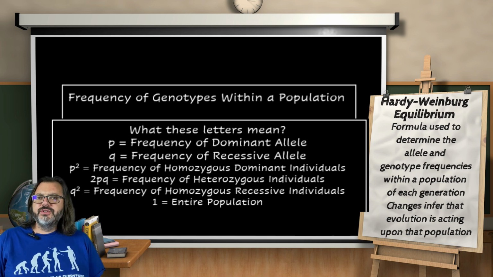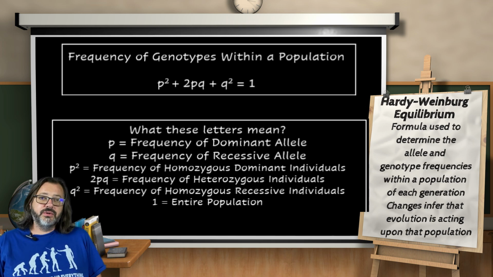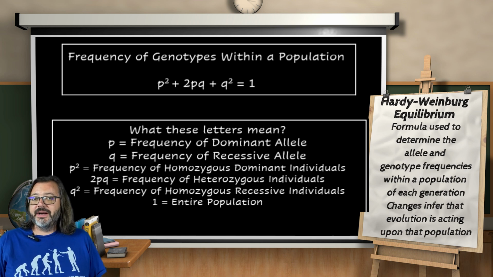The second formula refers to the genotype frequency of those who are homozygous dominant, represented by P square, heterozygous, represented by the section 2pq, and homozygous recessive, represented by the q square.